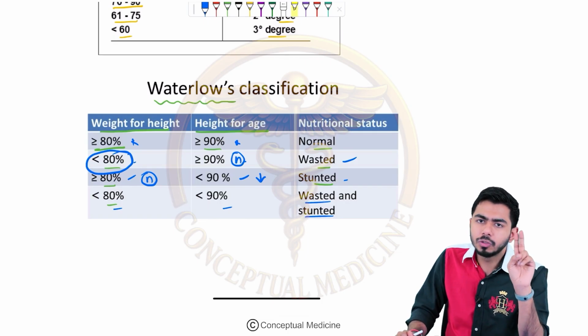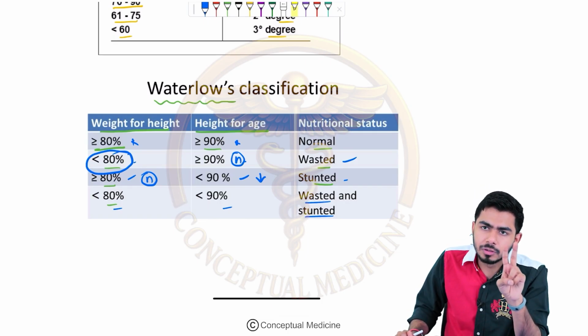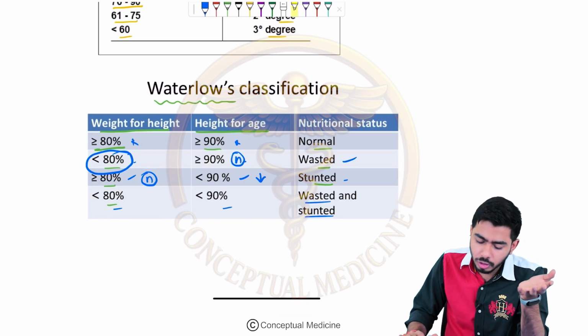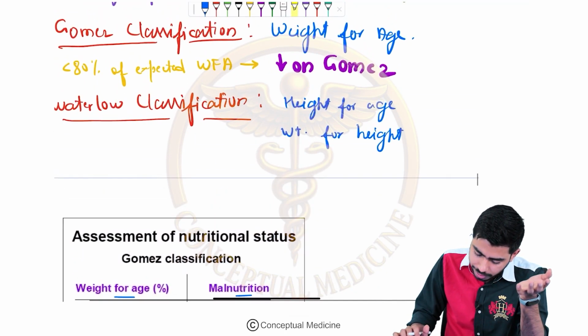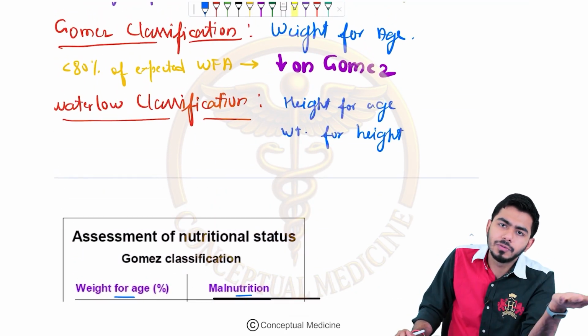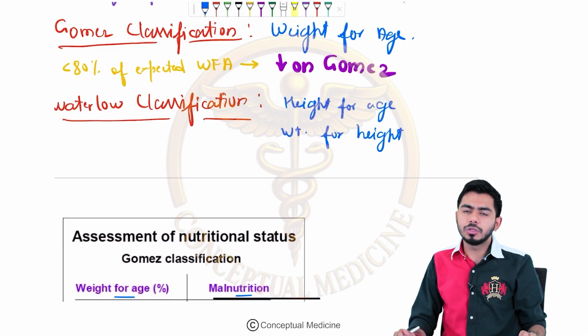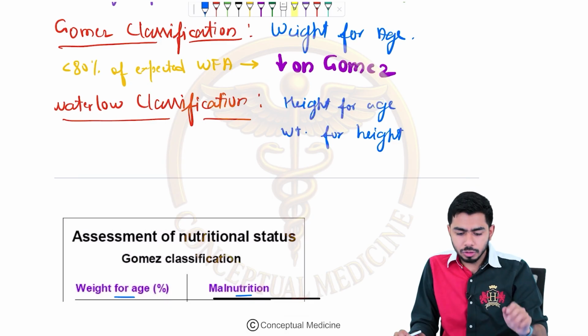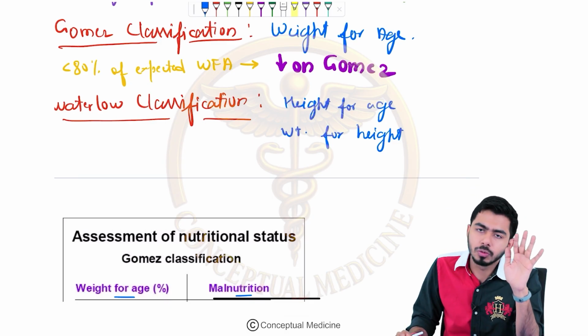So two classifications we need to understand. One is the weight for age, that is your Gomez classification, right? And the second one is height for age and weight for height, for acute and chronic malnutrition, that is our Waterlow classification. Okay, so these two classifications we should know thoroughly, right?